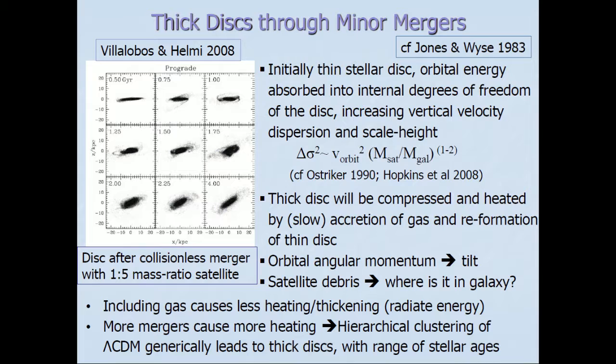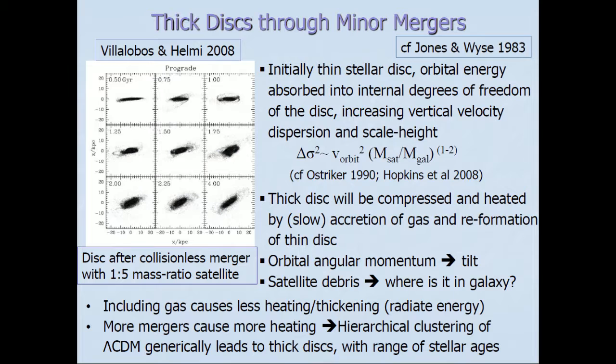This is a simulation from Amina Helmi and Villa-Lobos showing an initial disk. A satellite on a prograde orbit comes in. You don't see the satellite. Energy goes into the internal degrees of freedom, puffs it up, much thicker disk. Notice the tilting too as it absorbs the orbital angular momentum. This is a 1:5 collisionless merger. That's the mass ratio of the disk to the satellite.